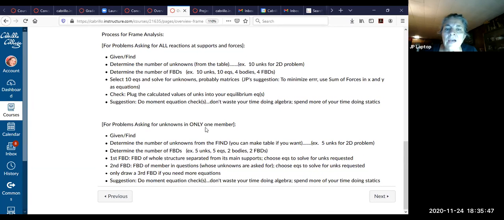But let's say they're just asking you to find an unknown in only 1 or 2 members. Well, you don't have to do the table, and you guys are really good at this. With the frame problem, almost all of you said, I like to do the table because it allows me to identify all the unknowns, but I realize that I may not need to find all those unknowns. You were really comfortable with that. And some of you said, I'm not going to do a table because I know I only need 3 unknowns, and if I do a table, there's 20 unknowns. So you were really comfortable with the whole idea of whether to do a table or not with frames.